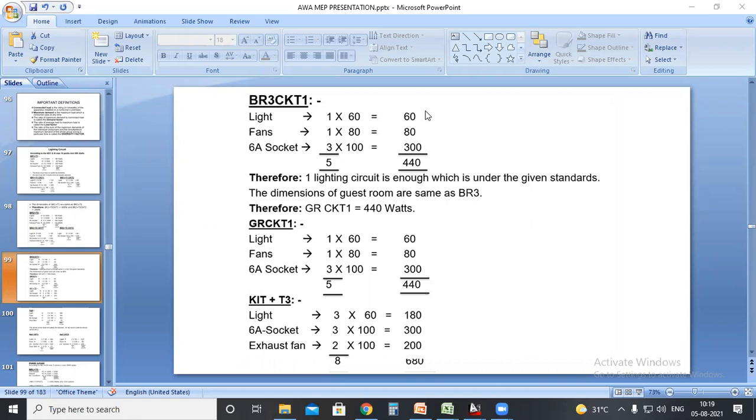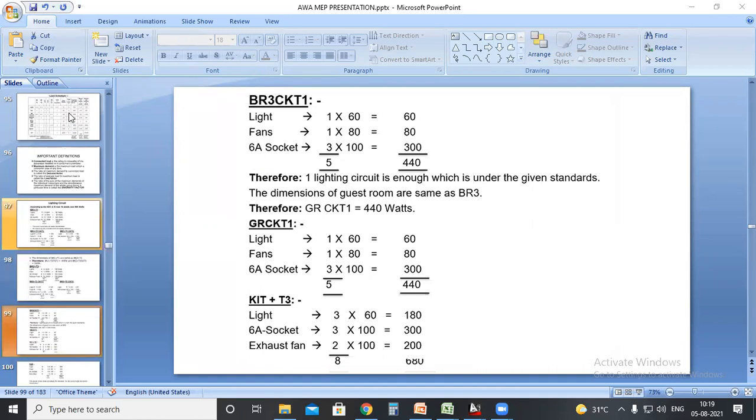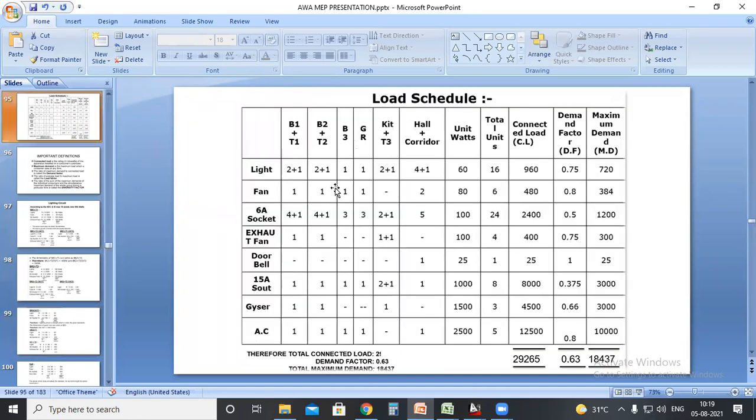Yes, it is correct. So in the case of kitchen, we need only one circuit and total 680 watt is coming. Okay, what about hall plus corridor? Hall plus corridor.